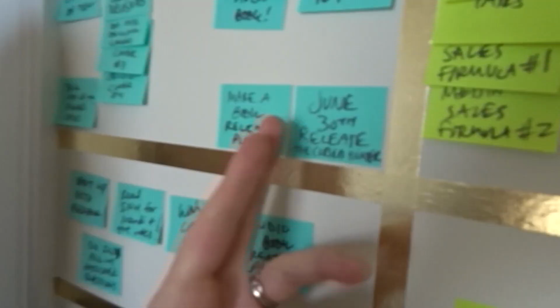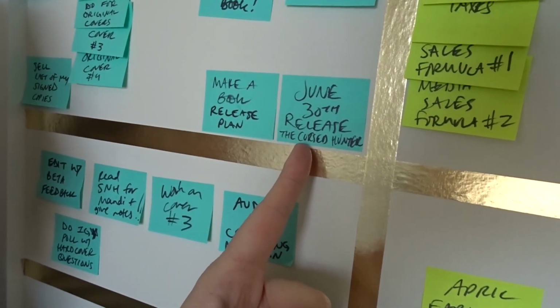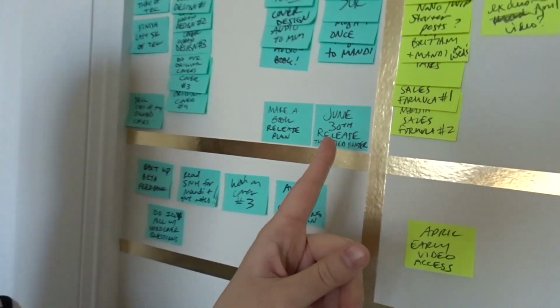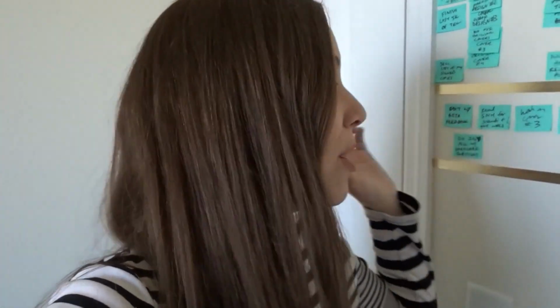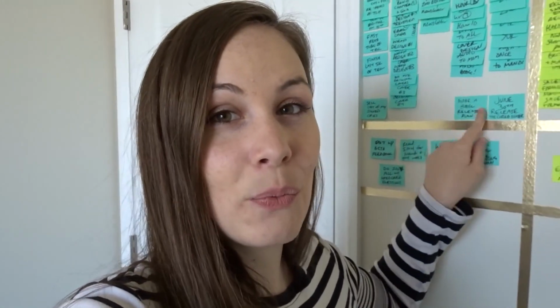I'm really, really struggling. For example, this one right here is a June 30th release for The Cursed Hunter, and I know I need to make a book release plan for that, but other than that, I literally can't picture it. Normally, I start my release plan about 3 months out, and I have a video on that. I will link it below if you guys are curious, but I literally can't wrap my brain around it.